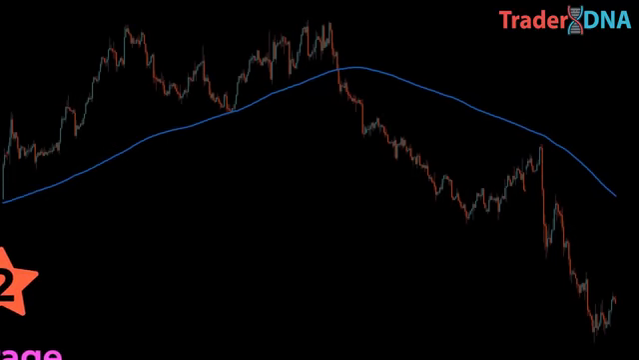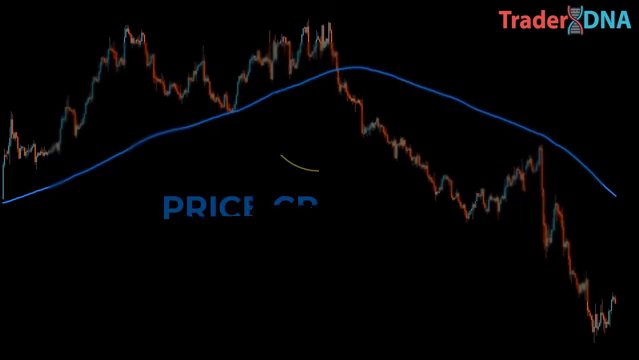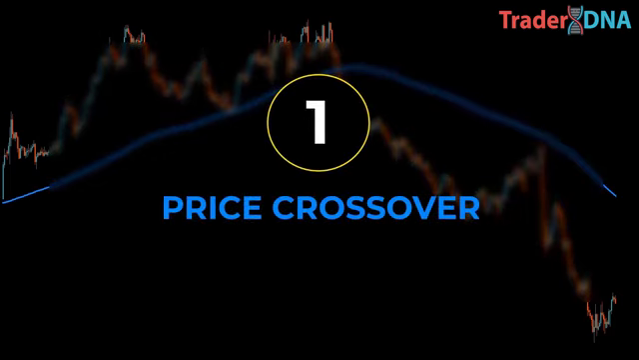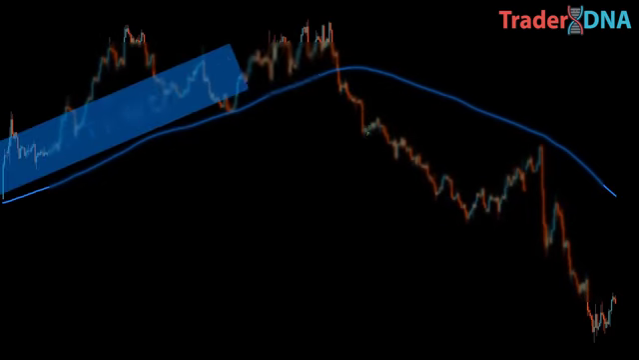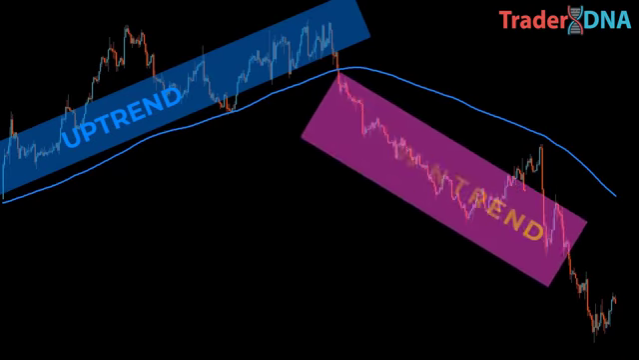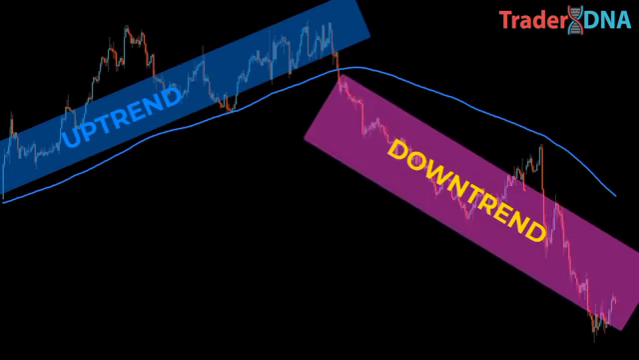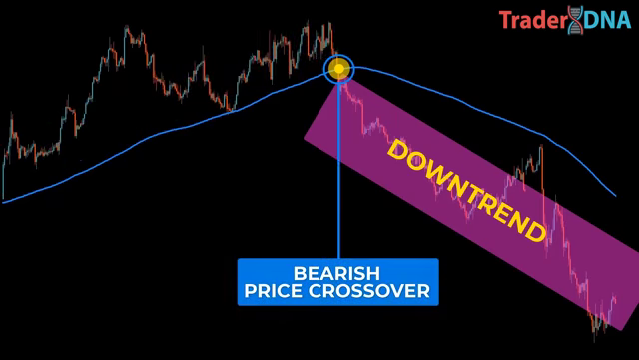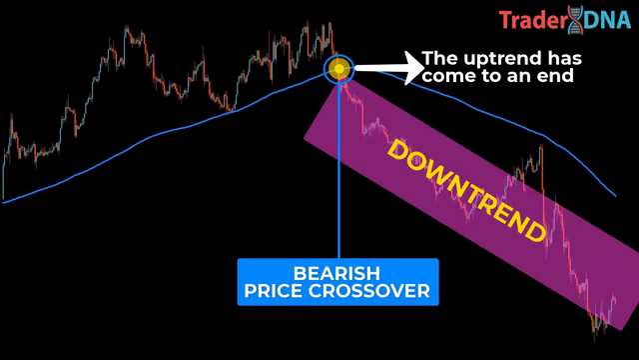To spot a trend reversal, we have 2 primary techniques. First, price crossover. As we discussed earlier, during an uptrend, the price tends to stay above the moving average, and in a downtrend, the price stays below the moving average. By using this same logic, when the price crosses below the moving average from above, it signals that the uptrend has come to an end and a downtrend is about to begin. This crossover indicates a bearish reversal in price.